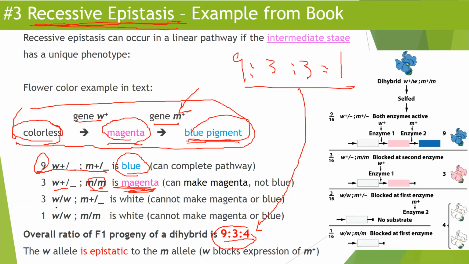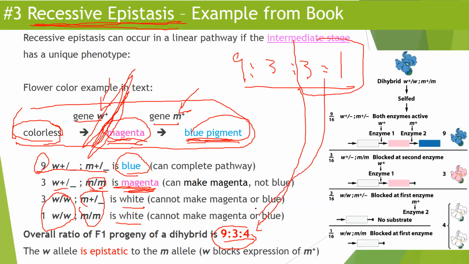On the other hand, if the first gene is mutant and not functioning, the pathway will be blocked at this step. That means you will never see either the pink intermediate product or the blue end product. Because of the mutant of the first gene, no matter what genotype the second gene takes, you always see the white phenotype here. So you group these two to get a 4 here.